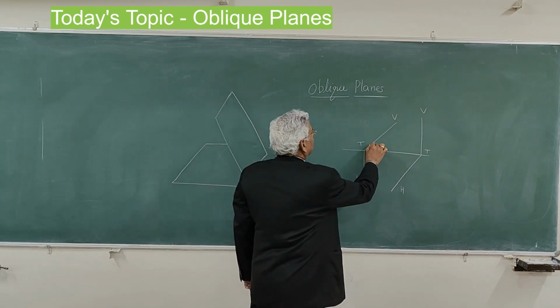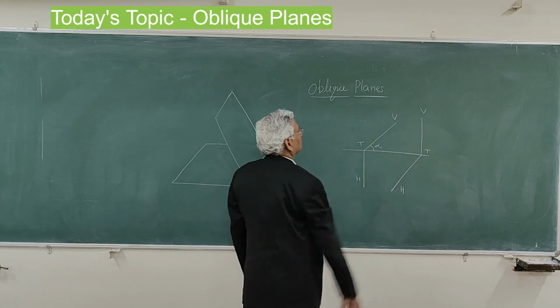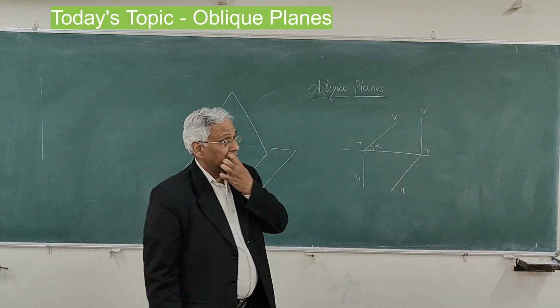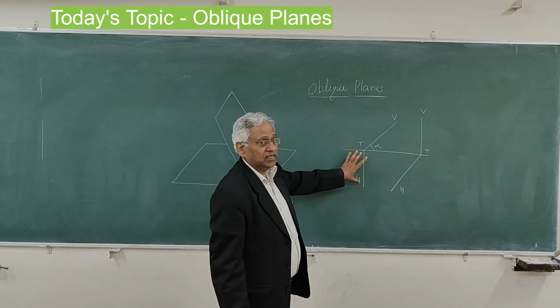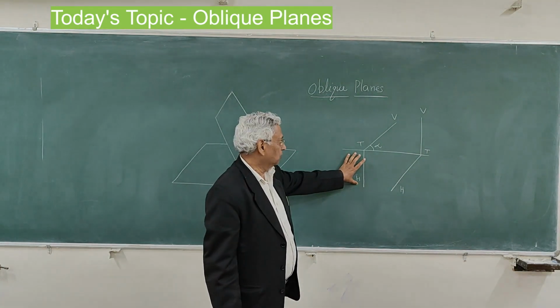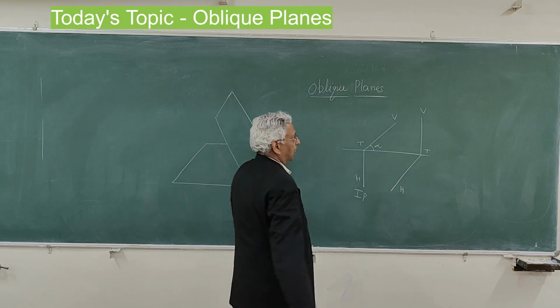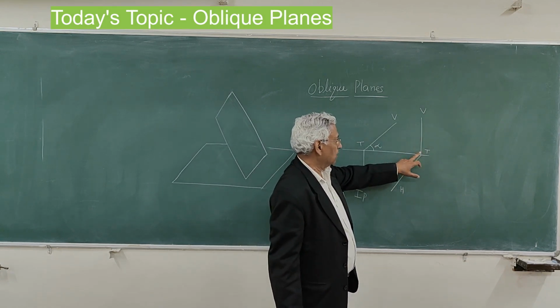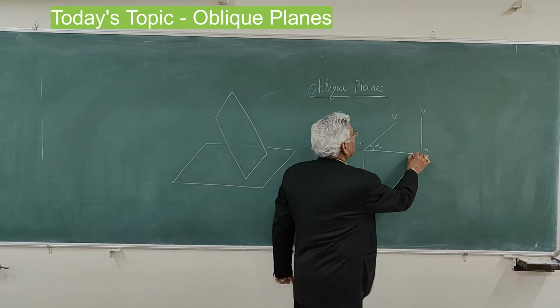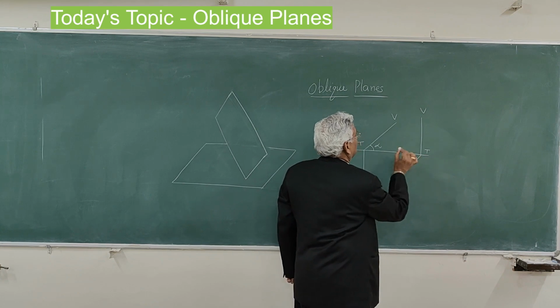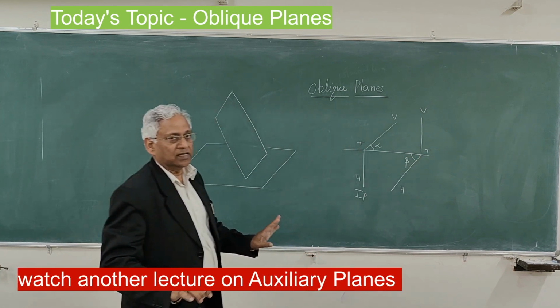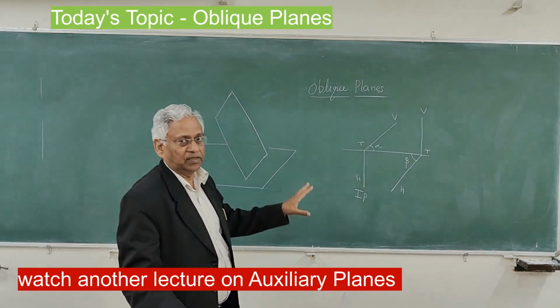When the vertical trace is inclined to the horizontal plane and the horizontal trace is perpendicular to the ground line, then it is an inclined plane. And when the vertical trace is perpendicular to the ground line and HT is inclined, then this is an auxiliary vertical plane. And I told you alpha and beta are the angles made by these planes with the reference planes.